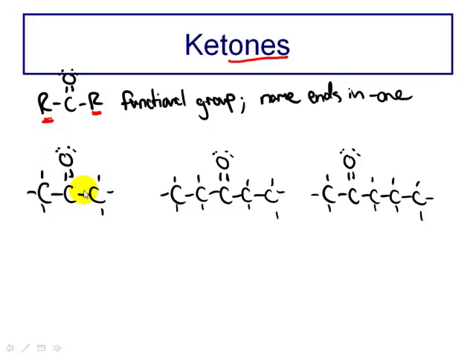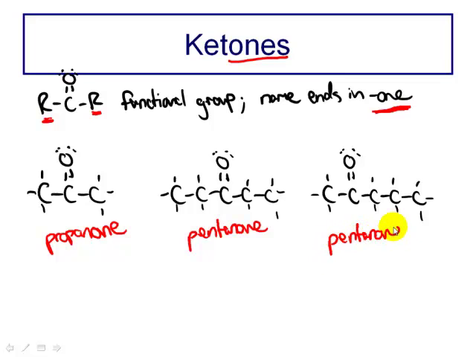Now, when we name this, we look at the longest carbon chain, which is 3, and so it's kind of like propane, right? But we take off the E, and we slap on the appropriate suffix. Here, the suffix is "one," O-N-E, so this is called propanone. This guy here, we would call pentanone. This guy here, we would also call pentanone because it's got the 5-carbon chain, and then the carbonyl group there somewhere not on the end.